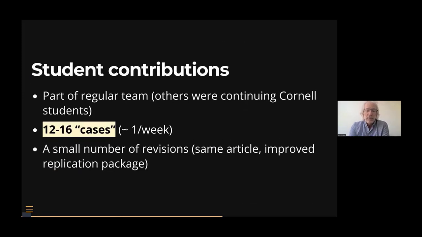They did about one case, an article, a week. It's not just one article, because articles that are subject to revisions do come back, and they are usually reassigned to the same replicator. So those small number of revisions count as a case. They usually did about one per week, so that's not an insignificant amount. They worked independently, but discussed things in a group with some of the continuing Cornell students. A few of the students stayed over the summer as well. So there were these 9 interns, but there were also 4 or 5 students from Cornell who continued throughout the summer.